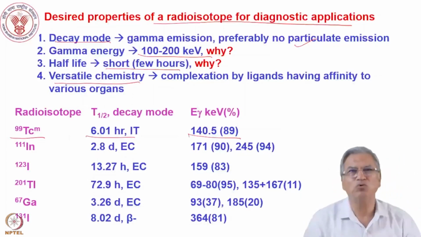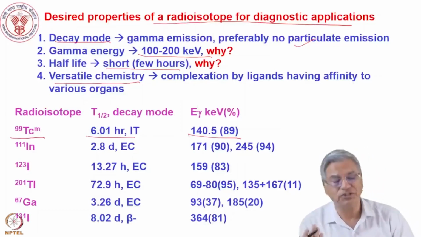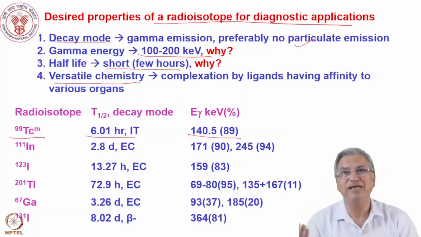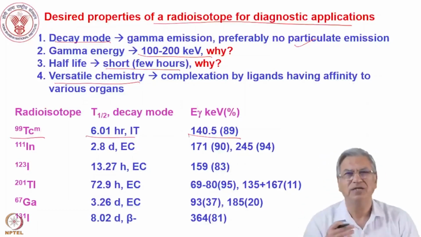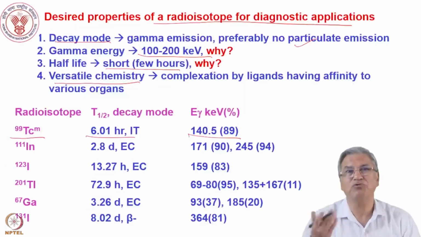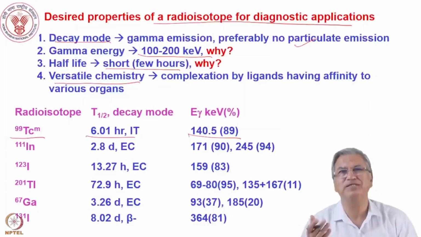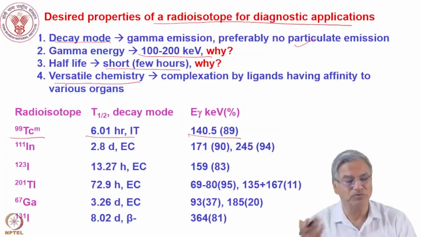That means it should be able to complex different ligands, and those ligands should have high affinity to different organs. So a particular metal ion in many different oxidation states will be ideal, because different ligands may bind a metal ion in different oxidation states.